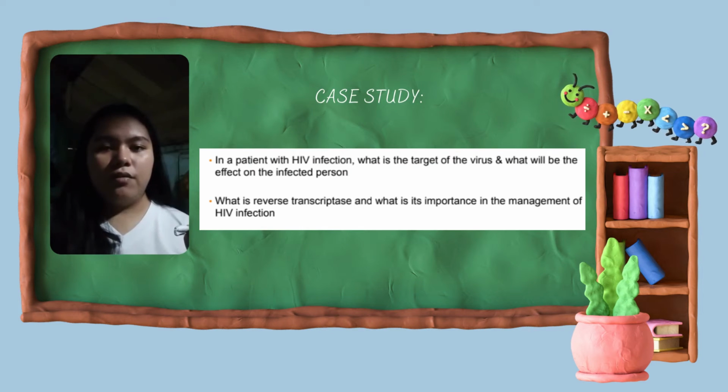In a patient with HIV infection, what is the specific target of the virus and what will be the effect on the infected person? The specific target of the virus is the cells called CD4 T cells, and it weakens the body's immune system. What is reverse transcriptase, and what is its importance in the management of HIV infection? The virus possesses the enzyme reverse transcriptase that allows it to integrate its genome into the host cell DNA.